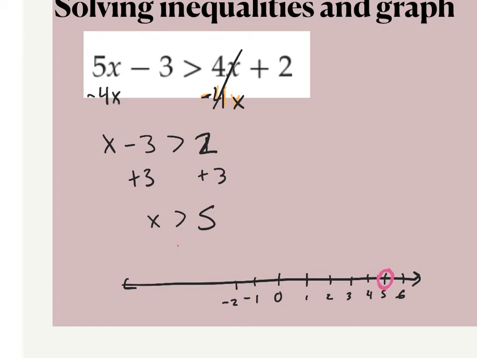And are we going to go to the right or to the left? Right. So we're talking about everything greater than 5. So that would be 6, 7, 8, all the numbers that are bigger than 5. So we would just draw our line going right.